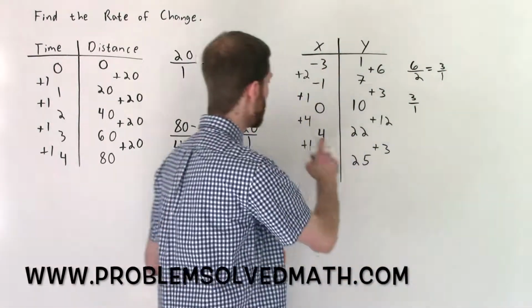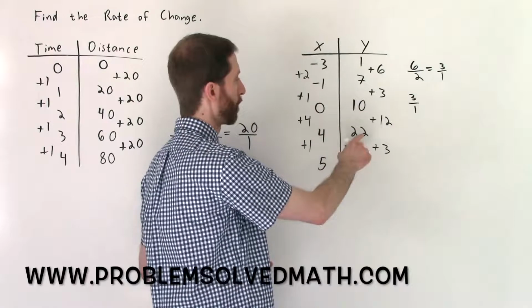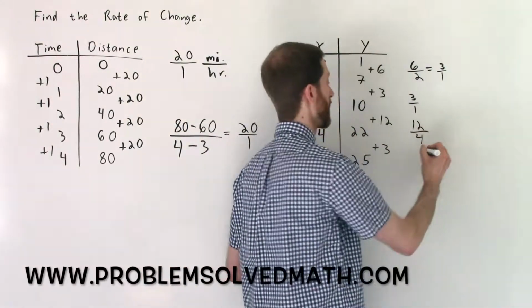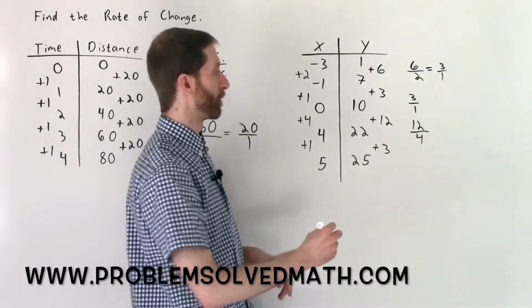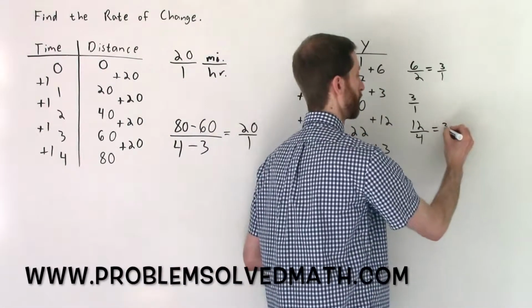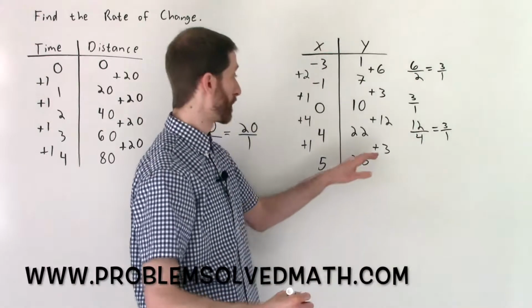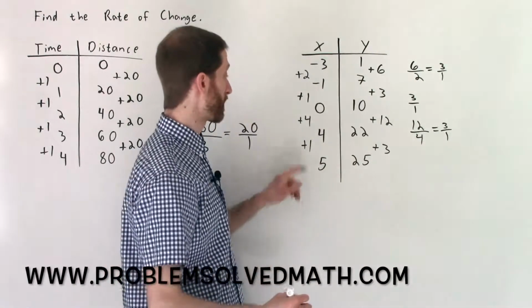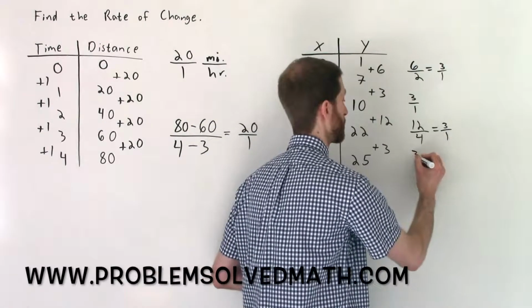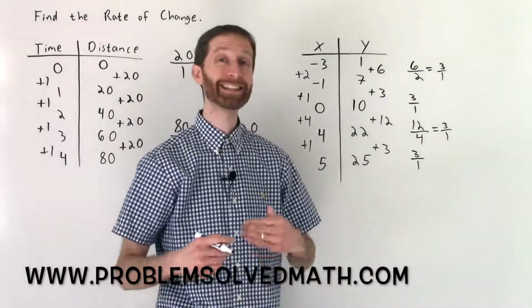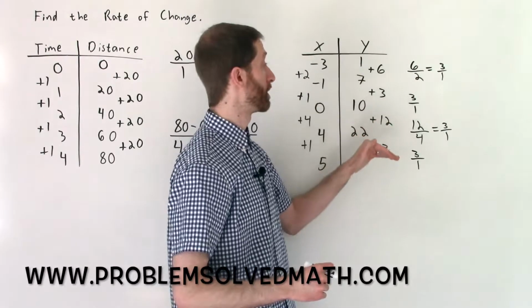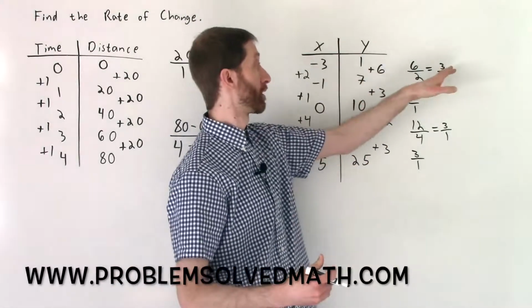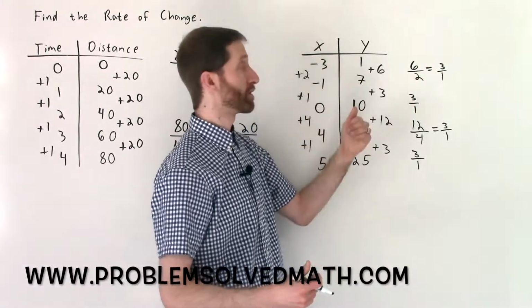Same thing. And then here, between 0, 10 and 4, 22, we've gone up 12 and over 4. I should say up 12 in the y direction, up 4 in the x direction, which is 3 over 1. And finally, in this last one, between 4, 22 and 5, 25, we've gone up 3 in the y direction and up 1 in the x direction. So the rate of change actually is the same for all of these data points. It's all for every change of y 3, we go change of x 1.